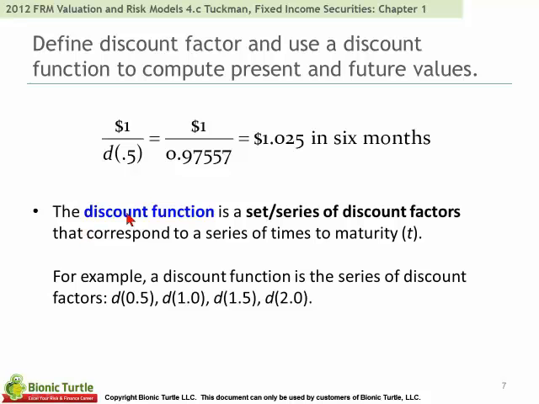Now the set of discount factors is called the discount function. So for example, here's a discount function. It's a series of the 6-month discount factor, the 1-year discount factor, the 18-month discount factor, and the 2-year discount factor.